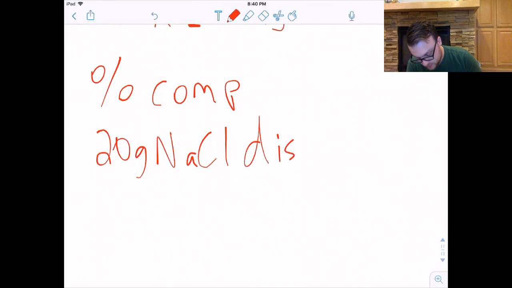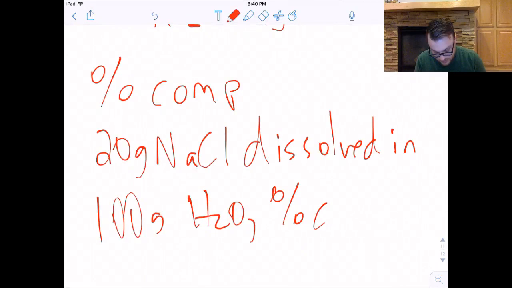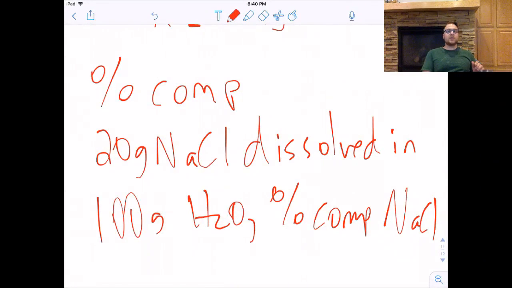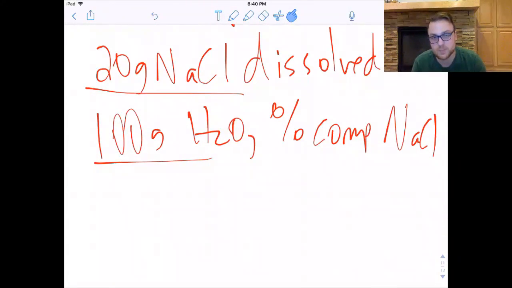Too many students will do 20 divided by 100 times 100. It's mass of part over mass of whole. This is a part. This is a part. If I want the percent composition of NaCl in this solution, then it's 20 grams of NaCl divided by the whole, which is 120 grams, times 100. And that should be a little less than 20%.